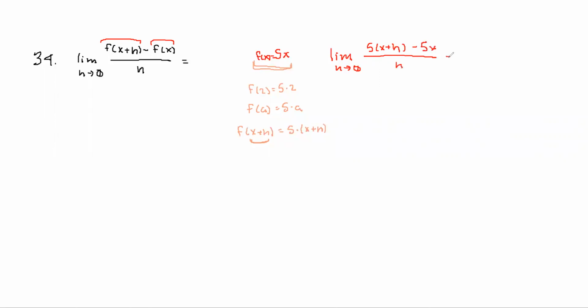So I'm going to simplify this. I'm going to call it 5x plus 5h minus 5x over h. These 5x's are going to cross out, because we have a plus 5x and a minus 5x. So I'll end up with the limit as h goes to 0 of 5h over h. And then these h's are going to cancel out. So I'm going to end up with the limit as h goes to 0 of 5.